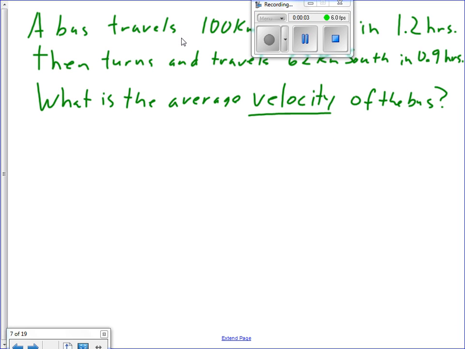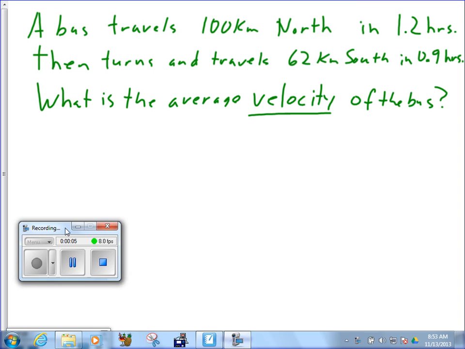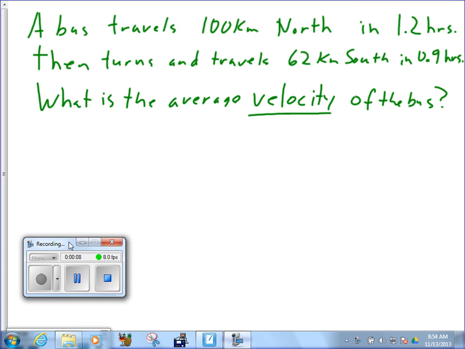All right, so the problem we're going to be working on here, guys: a bus travels 100 kilometers north in 1.2 hours, then turns and travels 62 kilometers south in 0.9 hours. I want you to find me the average velocity of the bus over the whole trip.